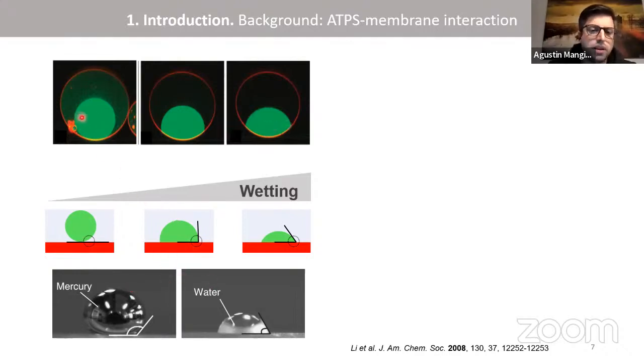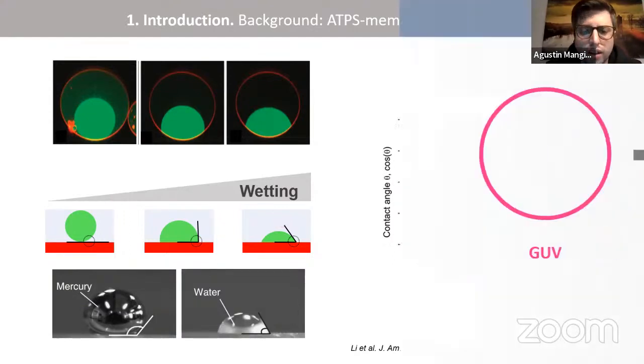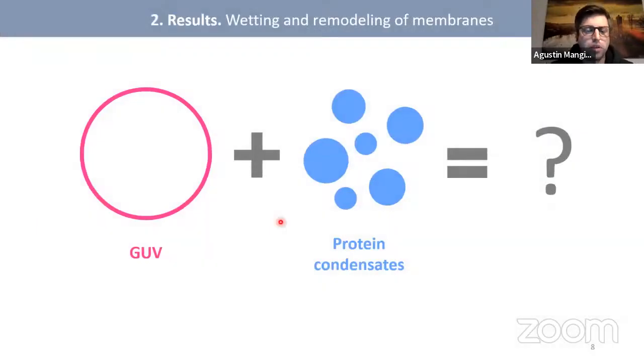The same happens when these droplets now contact the soft substrate that is the membrane. And if you can measure this contact angle, you can have an idea of the interaction. So this has been done in the lab before, but in my project, what we wanted to learn is what happens with protein condensates interacting with membranes.